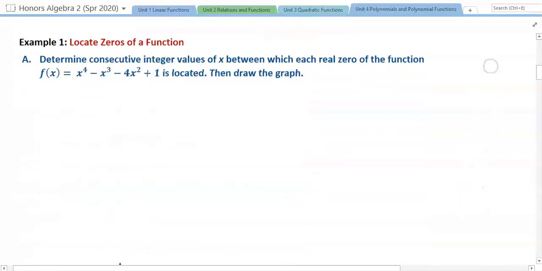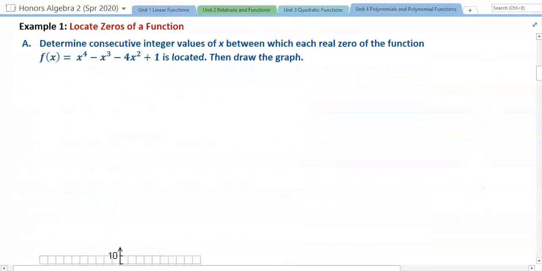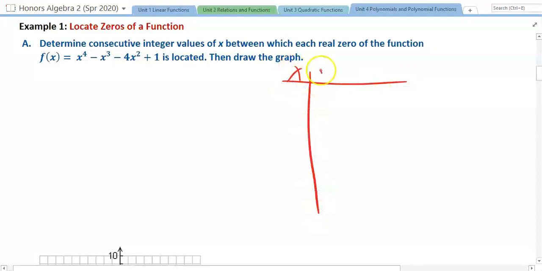Okay? And so looking at example 1, it says determine the consecutive integers between which each of the real zeros of the function f of x is equal to x to the fourth minus x to the third minus 4x squared plus 1 is located, and then draw the graph. And so what we're going to do is set up a table, with x to the fourth minus x to the third minus 4x squared plus the 1, and then we'll get our y values. Remember, our location principle is going to help us find the consecutive integers between which the zeros will fall. And so we're going to start with 0.